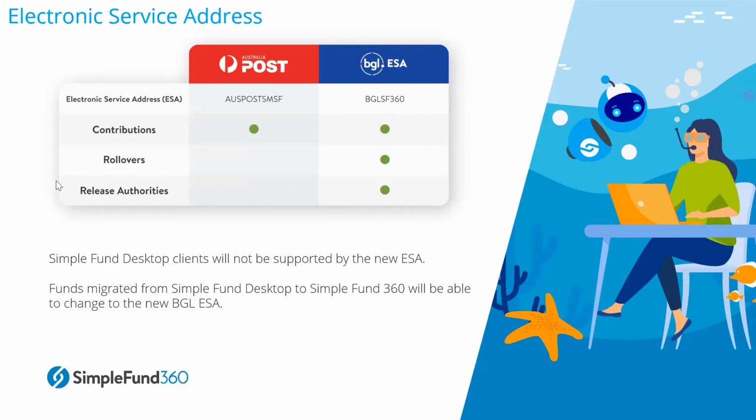I also want to point out that if you've migrated any funds from Simple Fund Desktop to Simple Fund 360, and you've previously signed up to an electronic service address with Australia Post, when you migrate that fund to 360, you will still have the Australia Post ESA active. And then what you'll need to do to utilize the messages for rollovers and release authority is switch the ESA from AusPost to the BGL ESA. And once again, when we get into the demonstration, I'm going to talk you through how to do that.